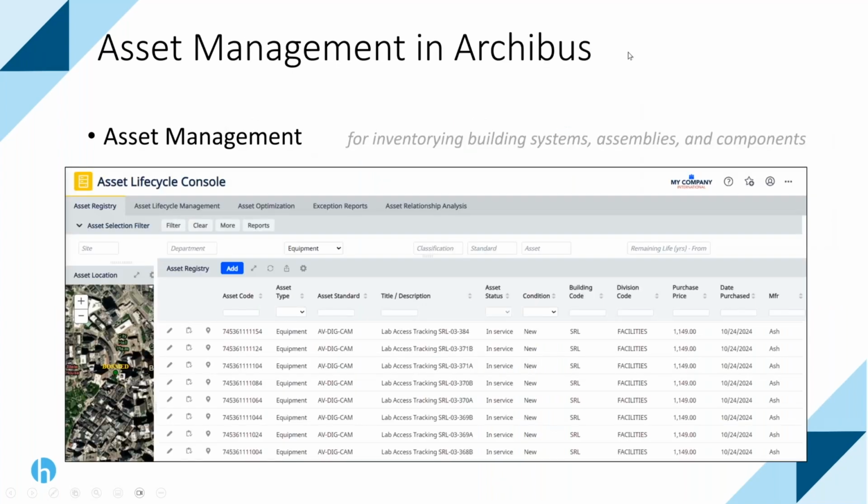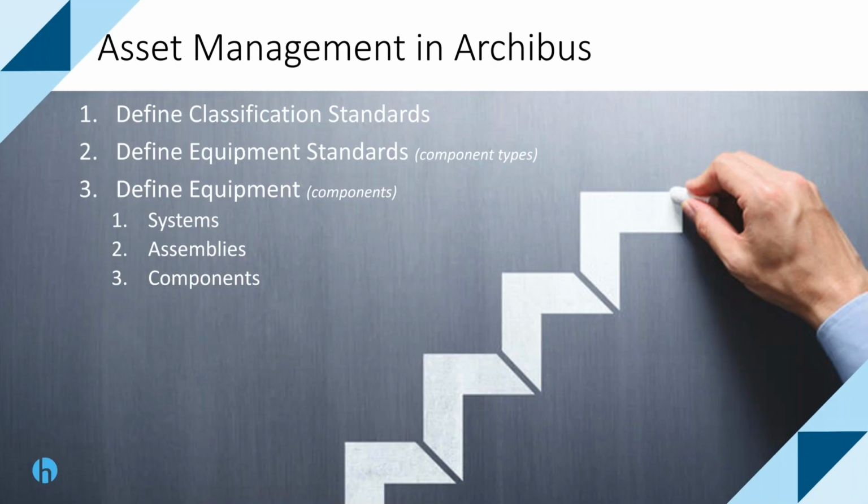So in Archibus, we have an application called Asset Management, which is designed for keeping track of all of this detailed inventory. And Asset Management is designed for inventorying building systems, assemblies, and the components that we're talking about. And setting them up isn't very complicated. It only takes 3 steps that I recommend. And there's a couple of additional steps that you can go through as well if you want to go into more detail. But all we have to do in Archibus is define a classification standard, define equipment standards, and then define the actual assets themselves, which are all the components within the systems.